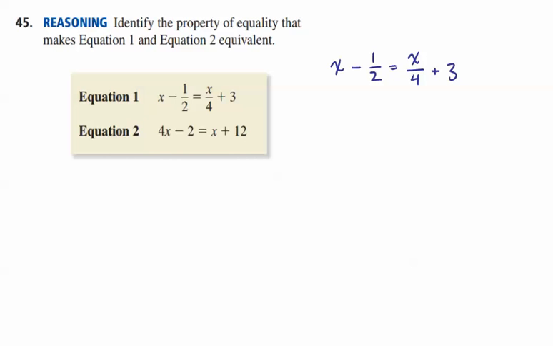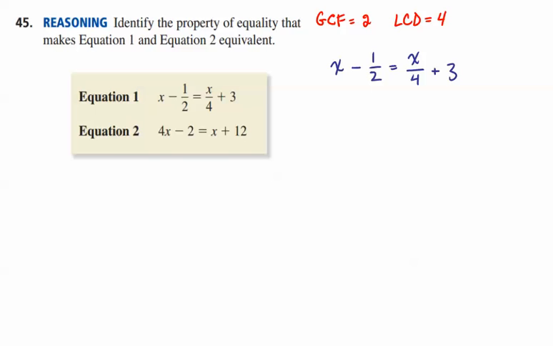So let me just write that down. The least common denominator really is the same as a least common multiple. And these are concepts that students often get confused. So the greatest common factor is the largest number that can evenly divide both 2 and 4.